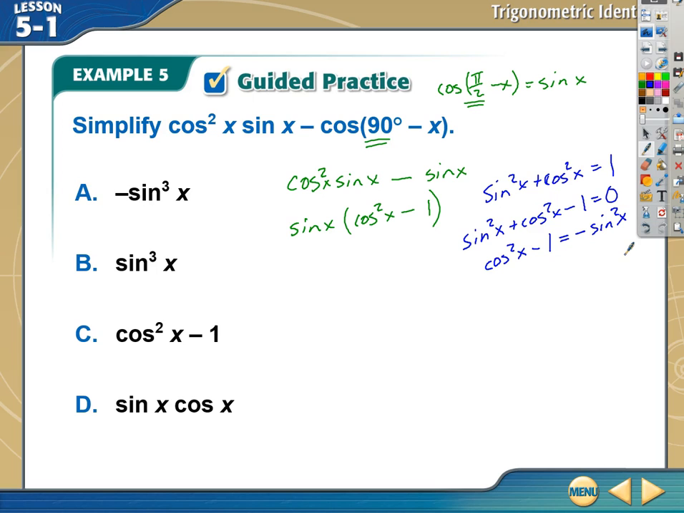So then when I go ahead and plug in here, now I have sine of x. This is equal to a negative sine squared of x. Multiply the two, negative sine cubed of x. And there's my answer. Pretty cool, right?